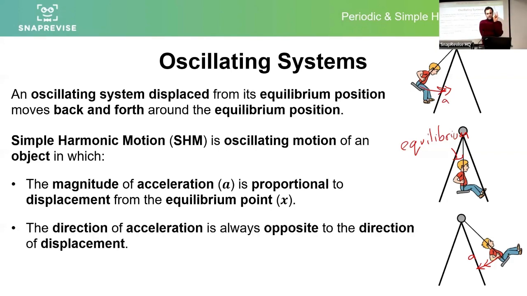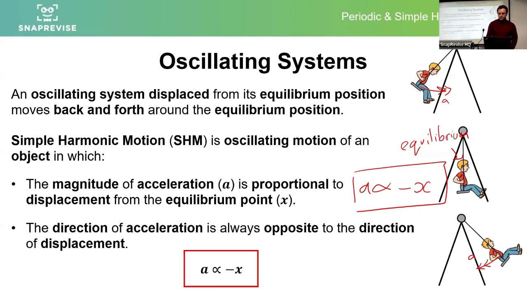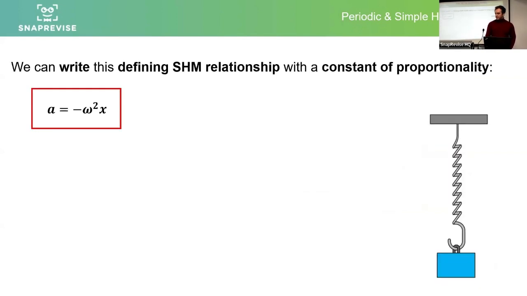Which has the following two features. The magnitude of the acceleration is proportional to the negative displacement. And so the two features are that it's proportional to the displacement and it's always pointing in the opposite direction to the displacement. So anytime you have a system where the acceleration is proportional to the negative displacement, you can guarantee that you're going to have simple harmonic motion. And this happens perhaps more often than you would think.